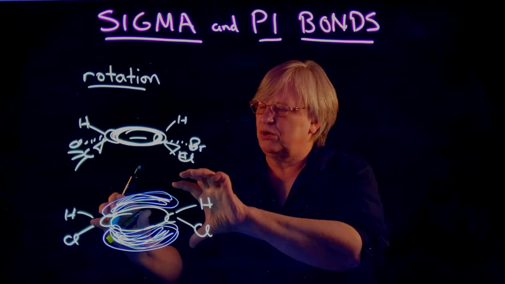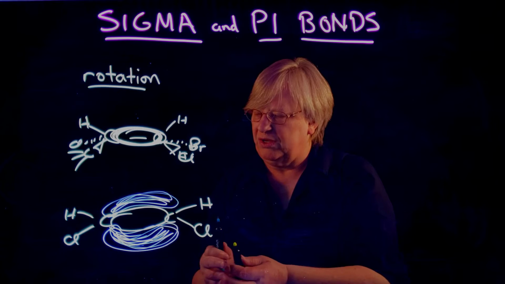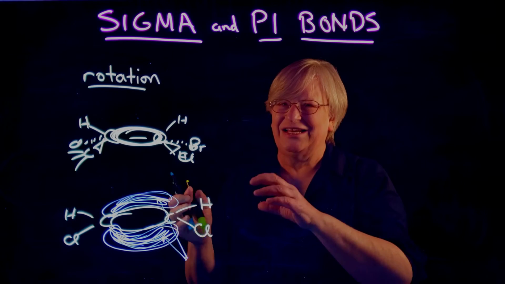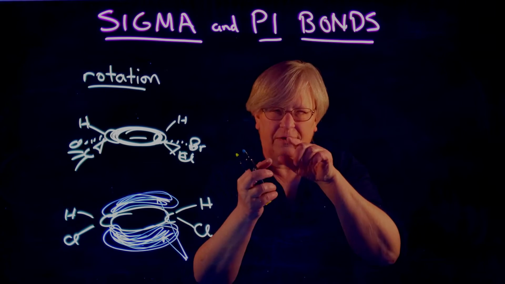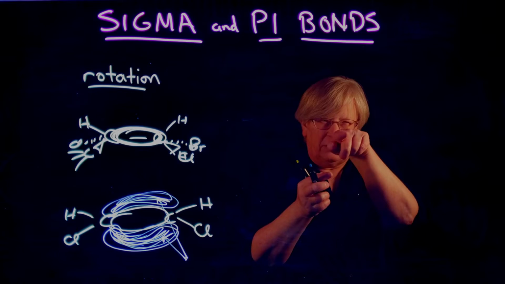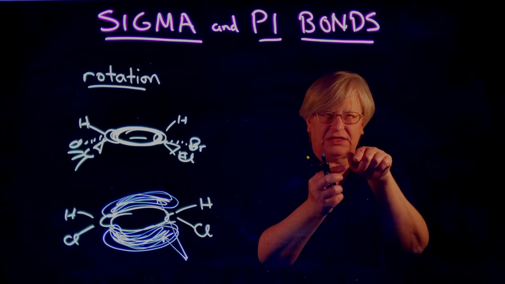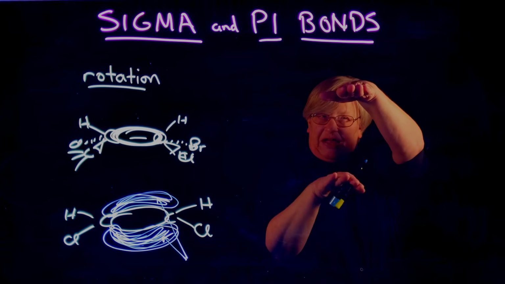So why can't you rotate around a double bond? Because we have this pi bond here that is not symmetrical around the axis. If you would look at the axis straight on, the electrons would not be along the axis connecting the two atoms. They would be above and below that.